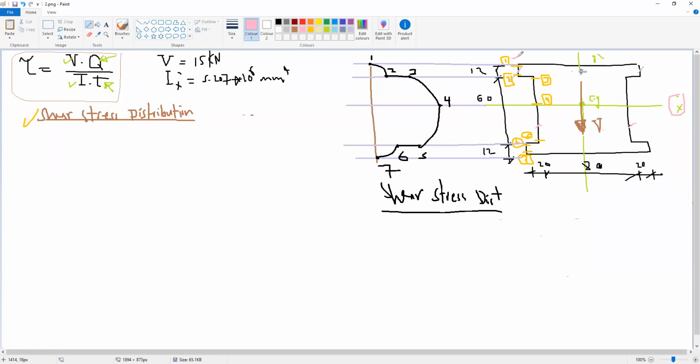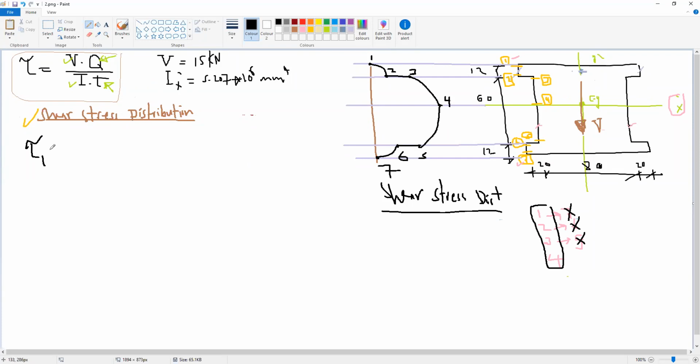So section 1 or cut 1 is similar to 7. So 1 similar to 7, 2 similar to 6, and 3 similar to 5. Sorry, 5. And we have 4. So we don't need to calculate at 7 and 6 and 5. So we have only to calculate at 4 cuts. Okay. So I will start now to calculate the shear stress at 1.